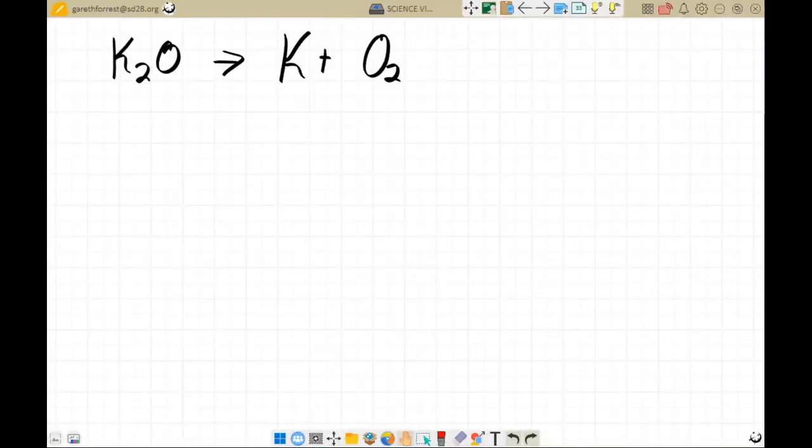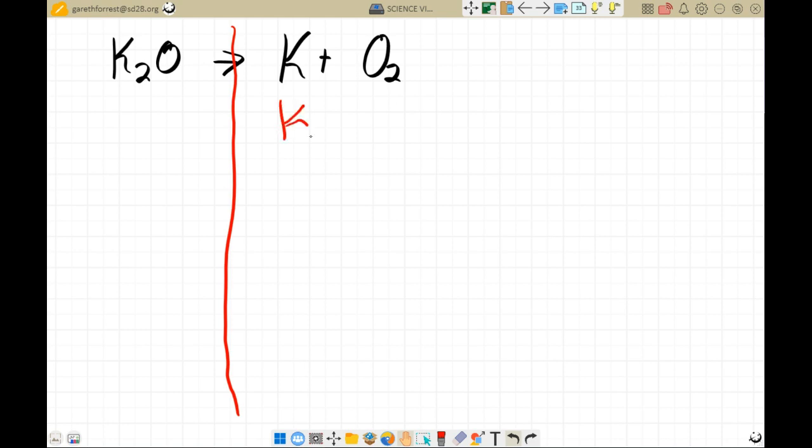I'm going to do that one more time, this time with the symbols instead of the pictures, in case you prefer it that way. On the left side, I see I have 2 potassiums and an oxygen. On the right side, I see I have 1 potassium and 2 oxygens. These are not balanced right now. Starting off with the potassiums, the Ks, 2 on the left, 1 on the right. I will have to add an extra K there, balancing both sides.